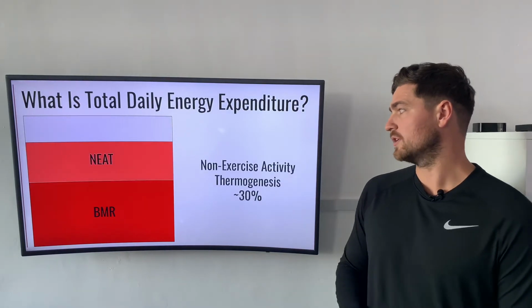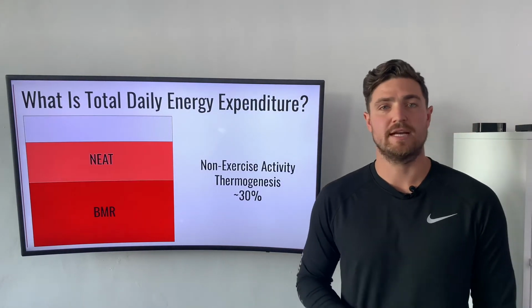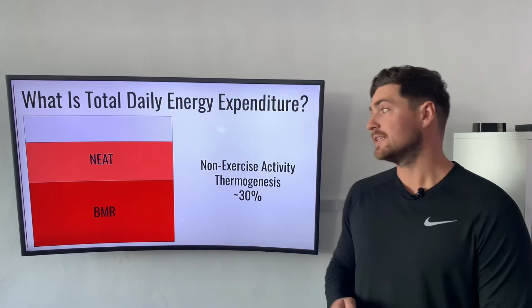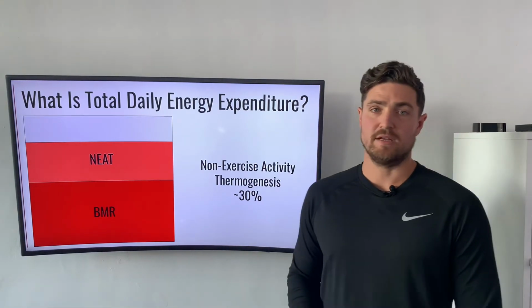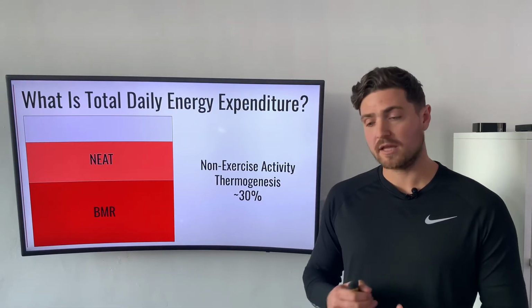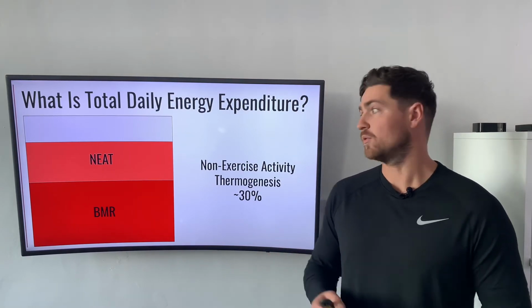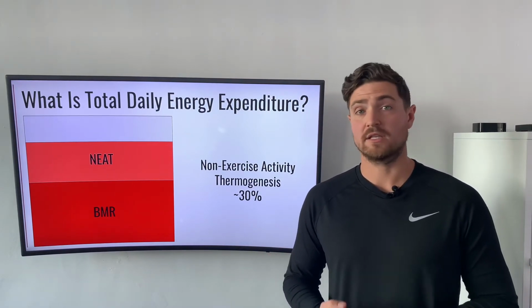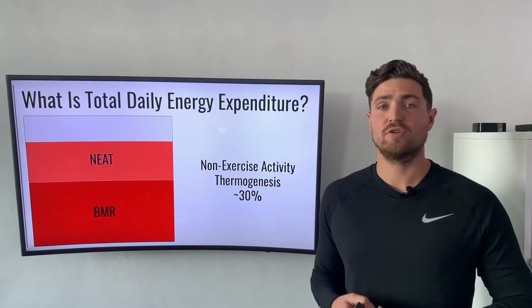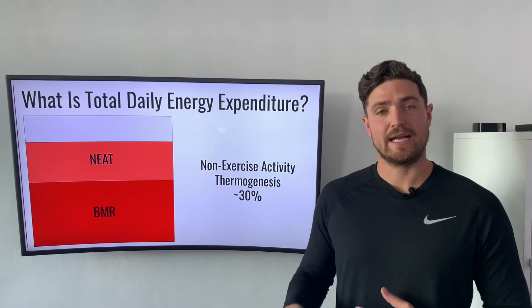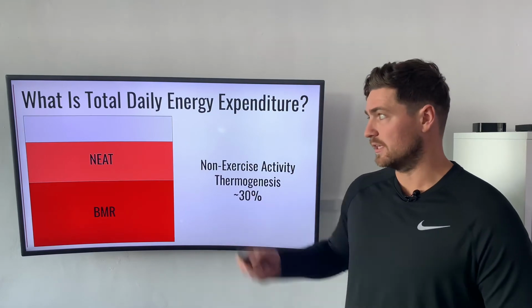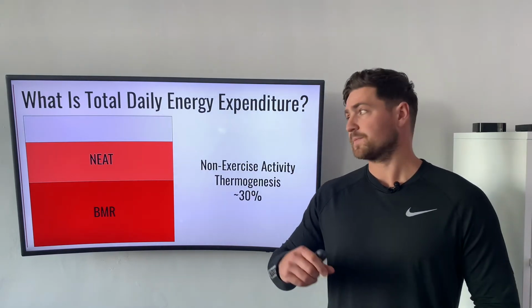Next, we've got NEAT, or non-exercise activity thermogenesis. This is around 30 to 50% of how many calories you burn each day. Again, 30 to 50 depends on how active you are. So NEAT could be anything from walking to gardening, having sex. Anything you're doing that's active but not exercise comes into this category here.